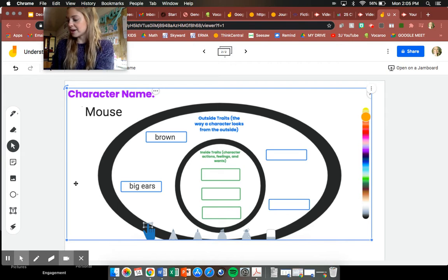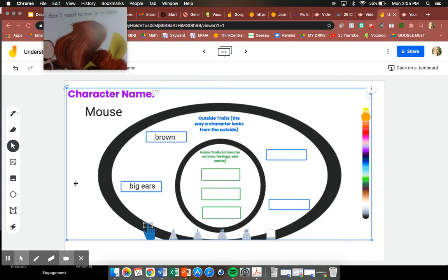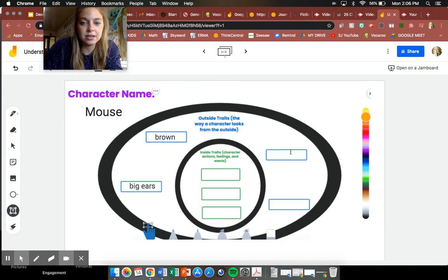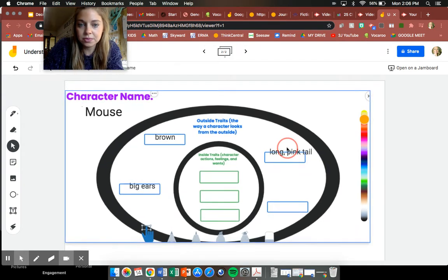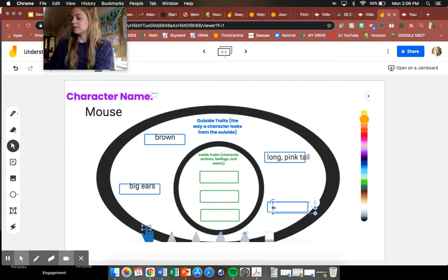Let me try to find another picture of him for you. This is a picture of him on the lion's mane. Looks like he has a pretty long tail, doesn't he? He has a long pink tail. So I'll write that in for the next one. I have to think of 4 since there's 4 text boxes. A long pink tail.